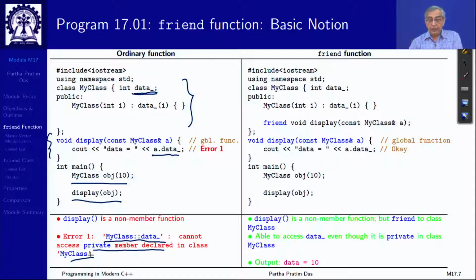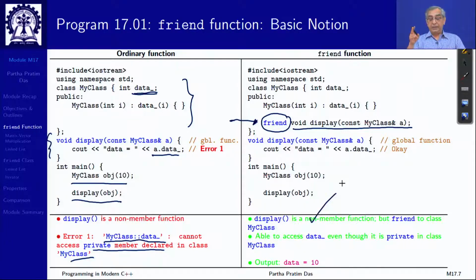Now, I do a small change. I introduce this line inside the class, where I put the signature of the global function and precede it by a keyword friend. Rest of the code, nothing is changed. Now, it is perfectly fine.